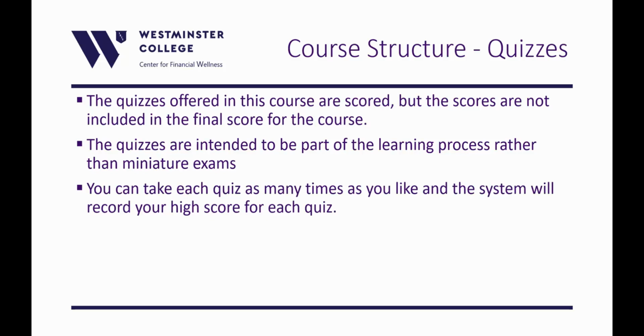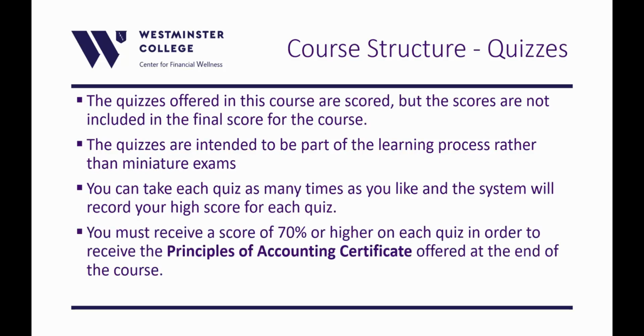You can take each quiz as many times as you might like, and the system will record the high score that you receive for the quiz. You must receive a high score on one of the quizzes of at least 70% before you're allowed to move on and then finally receive the Principles of Accounting certificate. It's not that you can average 70% amongst all of the quizzes. It's that before you are allowed to move on to the next part of the course, you must receive at least a score of 70% on the quiz that you just took.